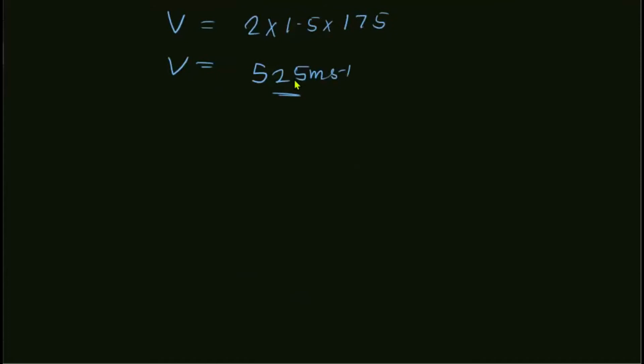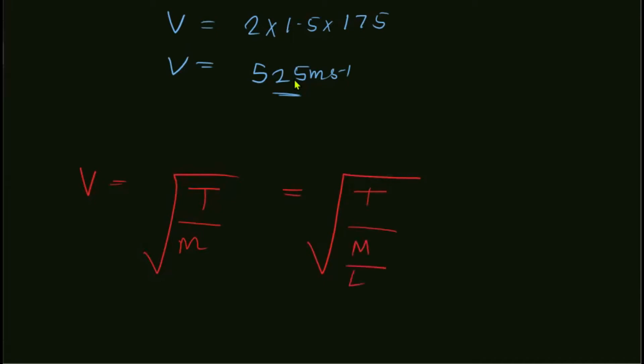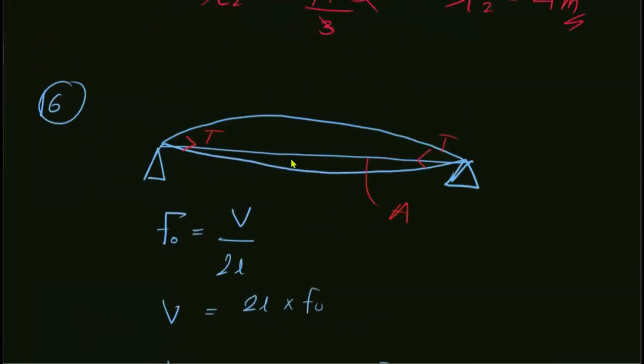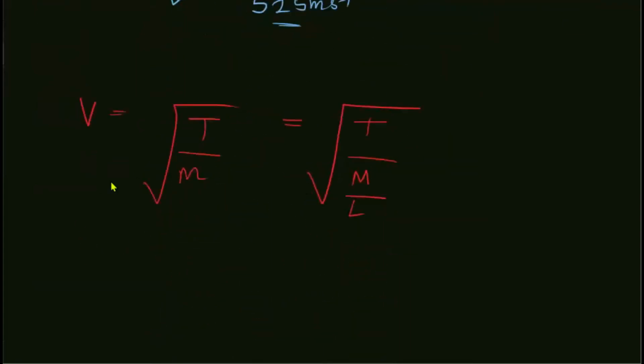So we can find that by using the equation that we have for the velocity. The fundamental equation for the speed of a transverse wave in a stretched string is root T over mu. Mu is mass per unit length, so you can write it as capital M over L, the total mass of the wire divided by the length of the wire. So that is mass per unit length.